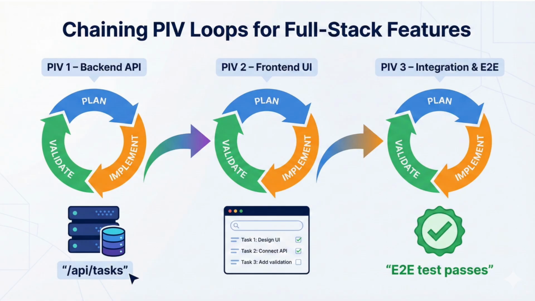So how do you build something bigger than a small endpoint or a single component? You chain PIV loops. Look at this image. You can see PIV1, PIV2, PIV3 linked together. PIV1, backend API example: add tasks API under /workspaces/ID/tasks with tests. PIV2, front-end UI example: a tasks list component that calls that endpoint and renders the tasks. PIV3, integration/glue example: wire the new UI into navigation and add an end-to-end test.